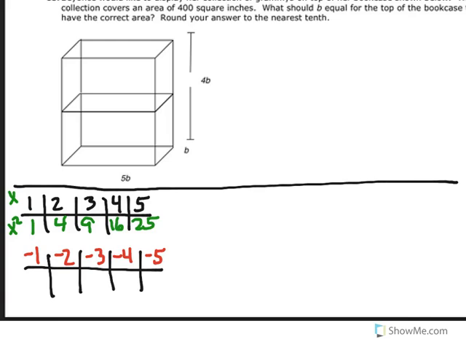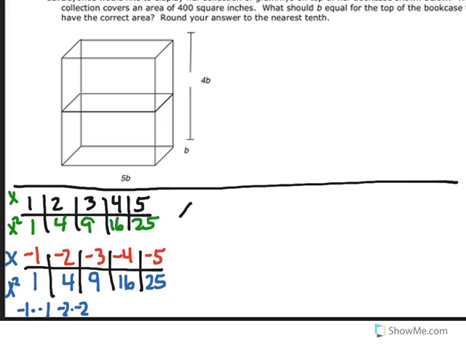Now let's look at the bottom side. If we have x and x squared, if I take negative 1 times negative 1, I still get positive 1. Negative 2 times negative 2 is still positive 4. Negative 3 squared is 9. Negative 4 squared is 16. And negative 5 squared is 25. We've talked about this many times in class: whether you're squaring a negative or a positive, you always end up with a positive.